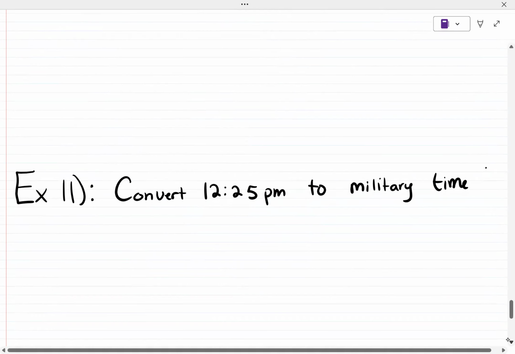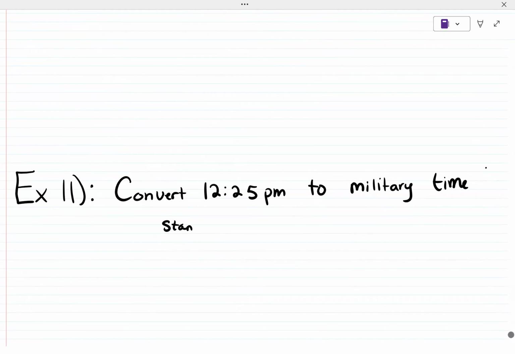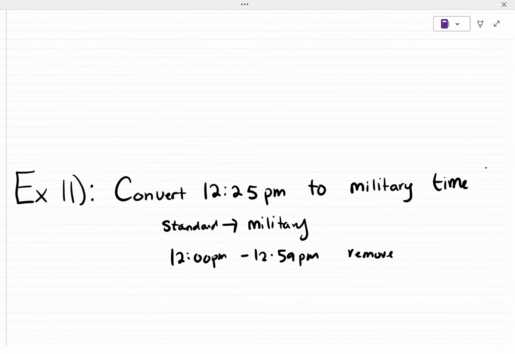Example 11, convert 12:25 p.m. to military time. So what we're doing is converting from standard to military. Because 12:25 is technically between 12 p.m. through 12:59 p.m., according to the rule, you must remove the colon and then remove the p.m. So go ahead and do that. Remove the colon so you get 1225, and then also remove the p.m., so your military time is 1225.